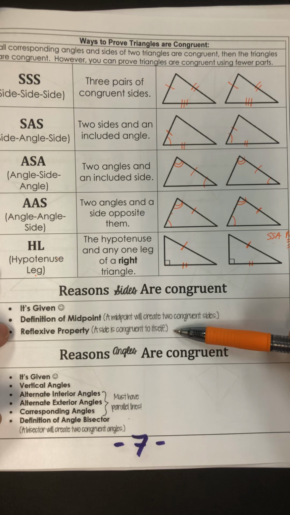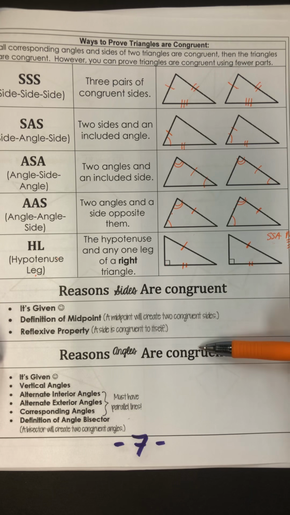And one that's used a lot: if you have two triangles that are drawn and they share a side, that's the reflexive property. A side can be congruent to itself, so it'd be the same side in both triangles. We'll get to some of those in a minute, but the reflexive property is also a way that you'd have a congruent side for triangles.